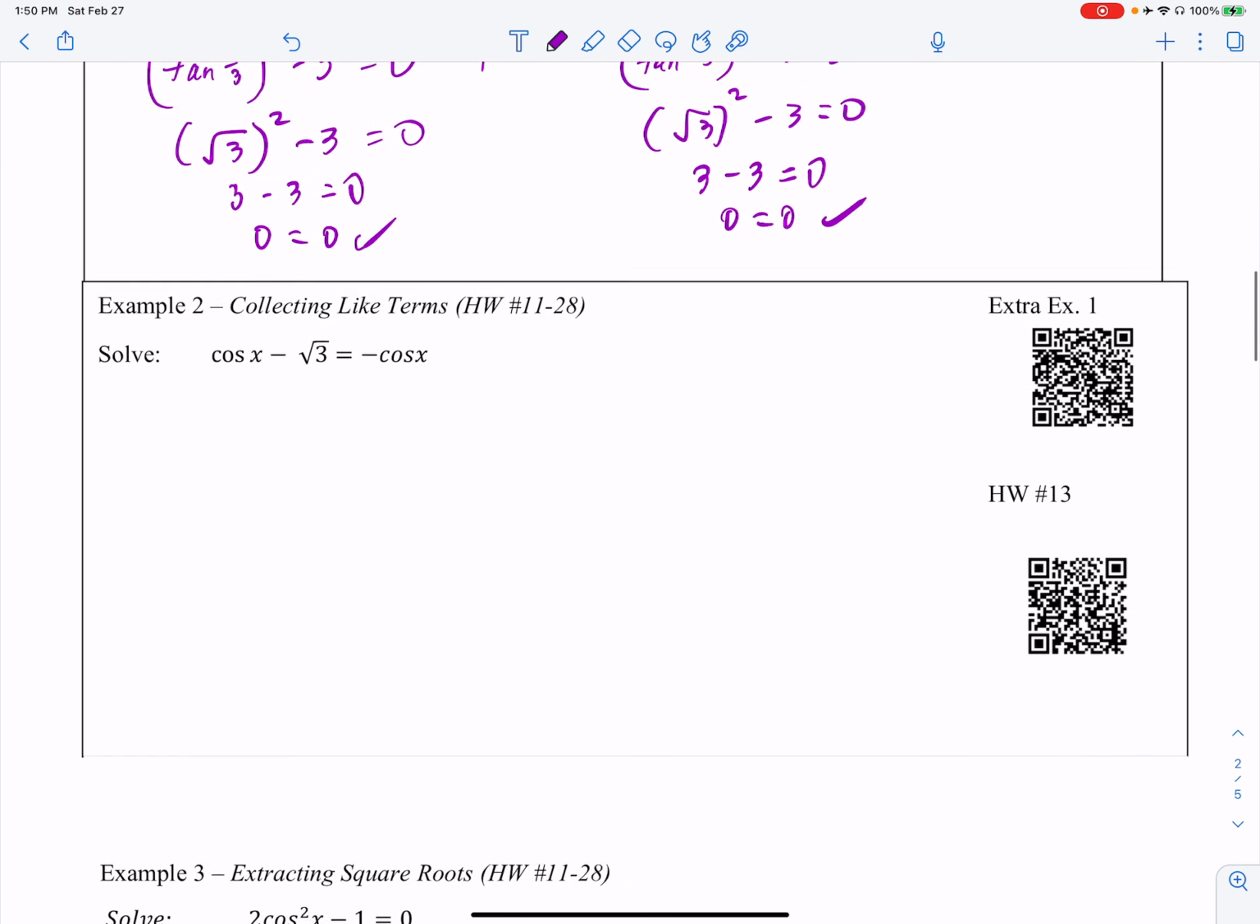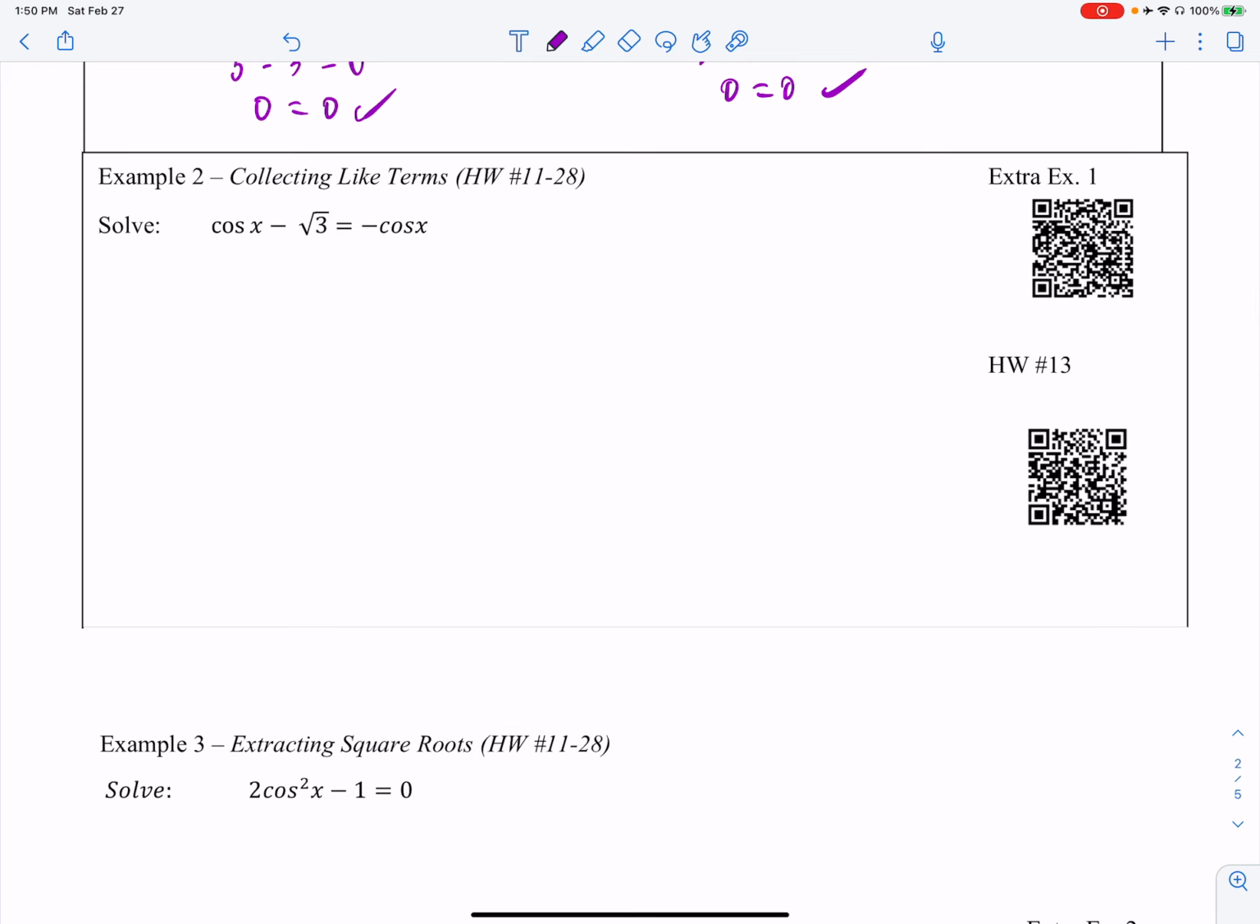All right, so now let's get to solving some trig equations. And one thing we mentioned is collecting like terms. And then after that, we're going to isolate the trig expression. Well, I'm going to go ahead and add cosine x to both sides because those are like terms. And so I get a 2 cosine x minus root 3. And don't forget the equals 0.